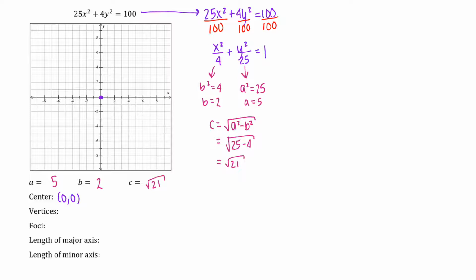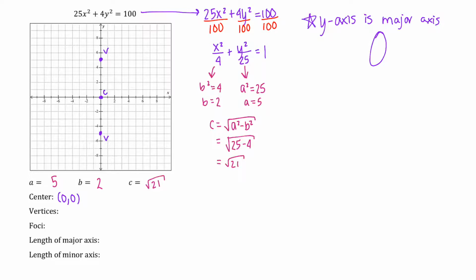All right, we're good now to start plotting stuff. The bigger number's under y, which means the major axis is the y-axis, which means it's going to be up and down, a taller ellipse rather. A tells us the distance between the center and each of the vertices. Because it's the y-axis that's the major axis, we'll be going up and down. So A is 5, so we'll be going up 5 units, down 5 units, vertex, vertex, this is the center.